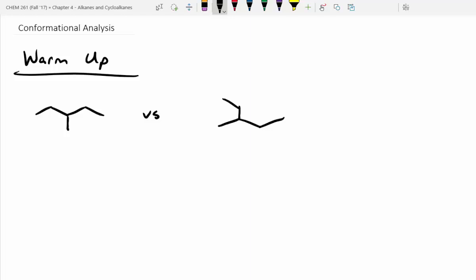So I have a question for you guys, a warm-up question. Are these two molecules identical or different? What do you think? They're identical, they're just moved? Are they constitutional isomers? How do we define constitutional isomers? Kind of. Constitutional isomers have the same molecular formula, but a different connectivity. Are these connected any different?